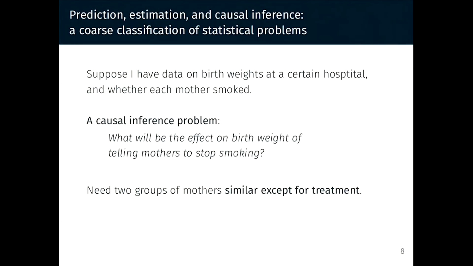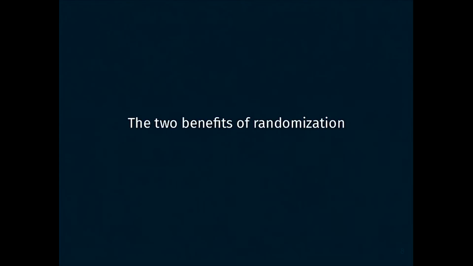And so what we really need is two groups of mothers, one who is smoking, one who we told to not smoke, who are otherwise similar. They differ only in the way that we treated them. We told one to stop smoking, we didn't tell the other group. That's what we need, these two comparable groups, and that's what randomized assignment gives us. When we randomize each mother to receive this treatment, telling them to stop smoking or not, then we get two groups comparable except for the treatment.